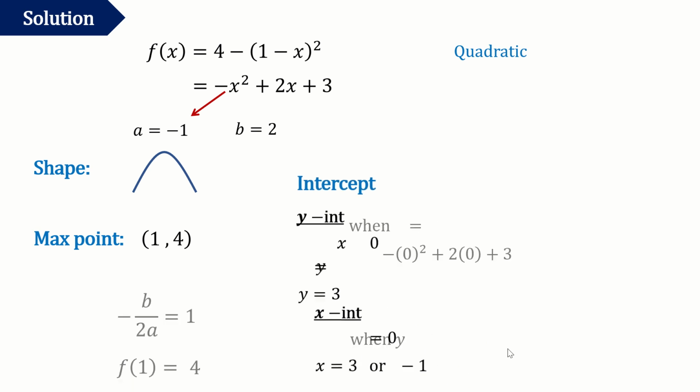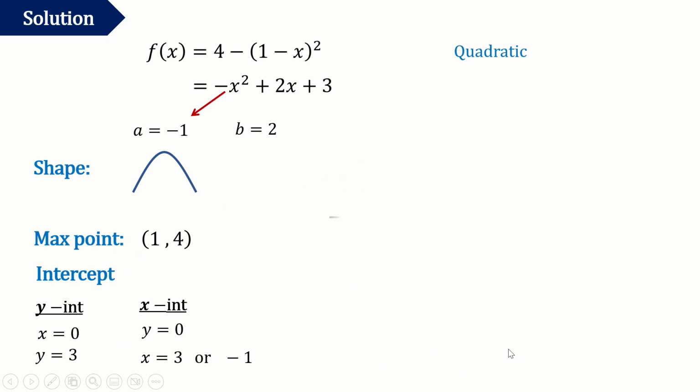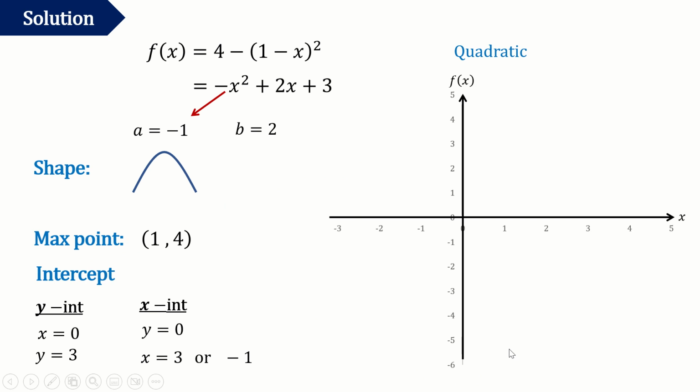So now we can sketch the graph. We have x and y axes, and then we can sketch the maximum point. So the maximum point at (1, 4); the point is here. This is the maximum point. And then we have the y-intercept at 3, here. And then we have the x-intercepts at negative 1 and 3.